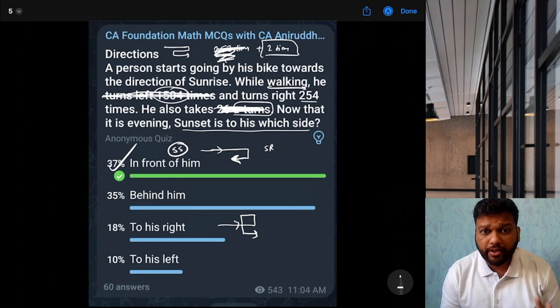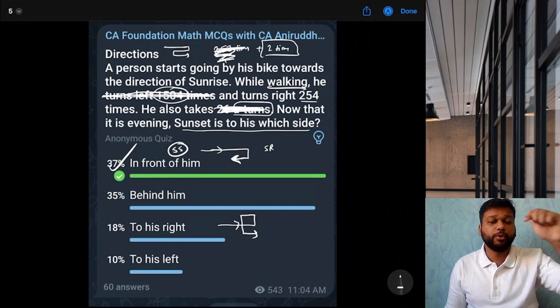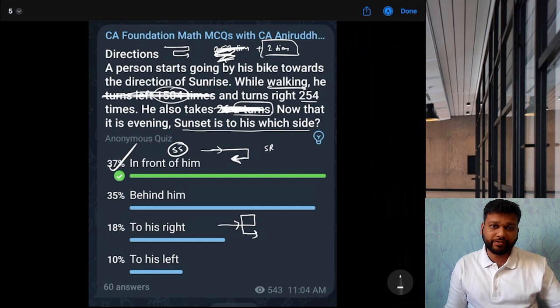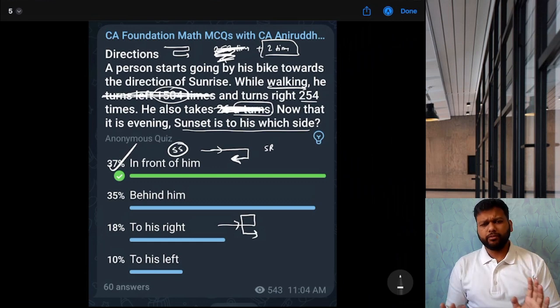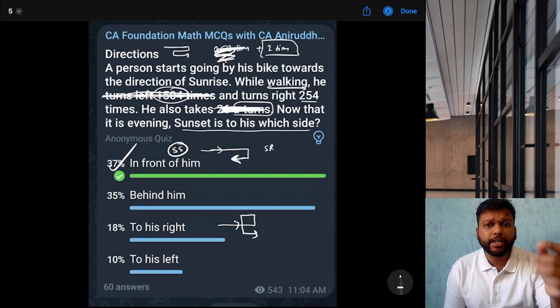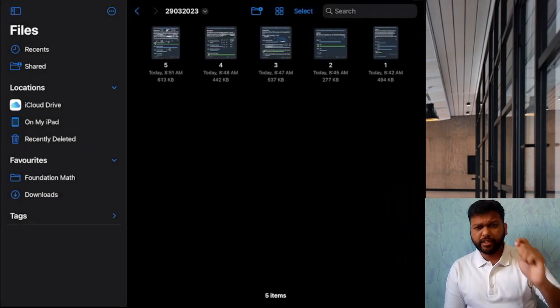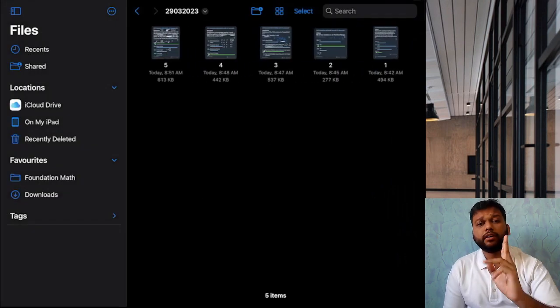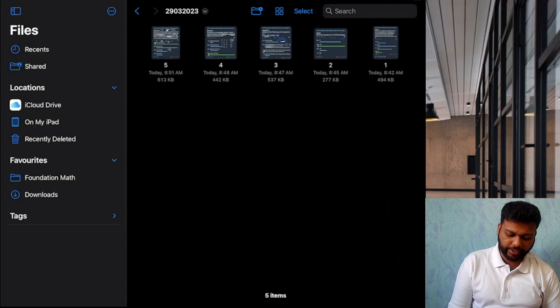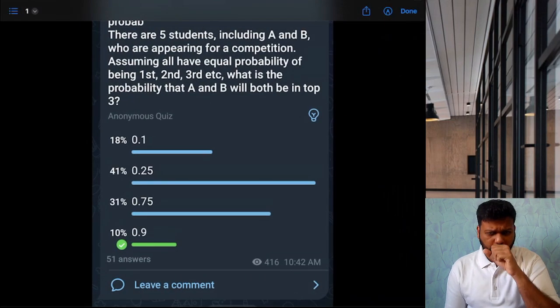This was a good and different question. If you have any doubts about this, let me know in comments or on the discussion group of the Telegram channel. But it's a good question to understand the concept that turning 4 times does not do anything. Turning 2 times is like U-turn. Okay. Fine. Last one for today.